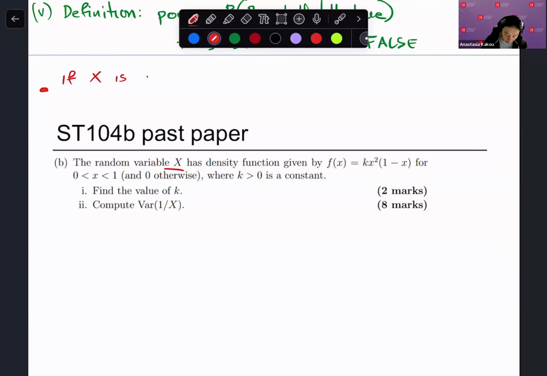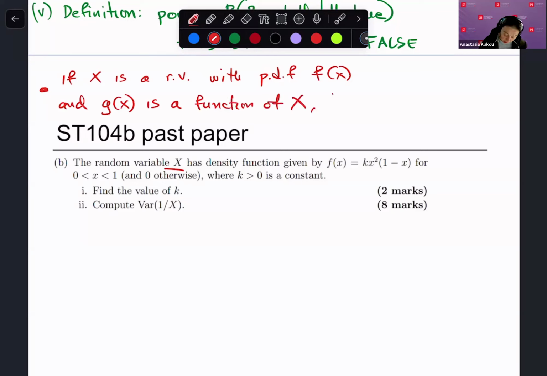If x is a random variable with a probability density function f of x, and g of x is a function of x, then the expected value of g of x is equal to the integral, assuming that this is a continuous variable, over all the values of x, of g of x, f of x, dx.